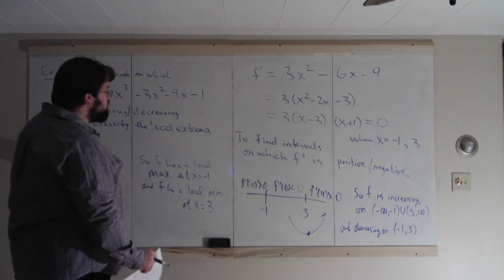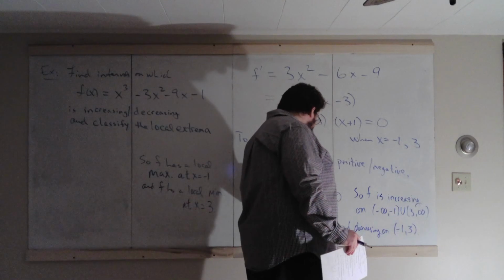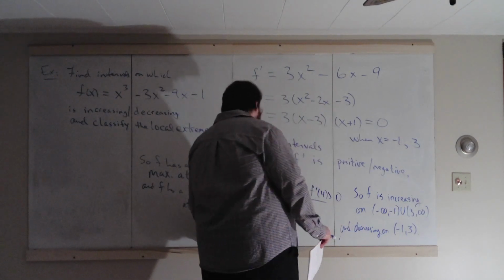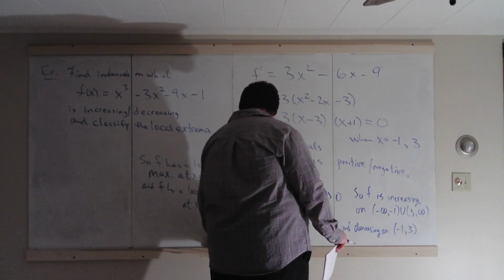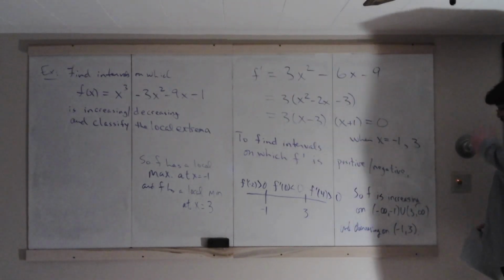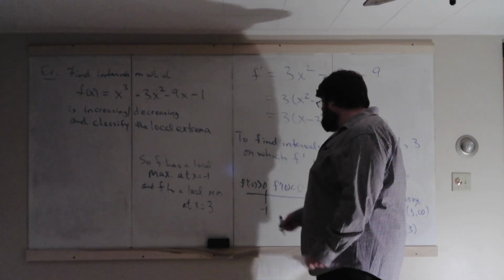And you could have also phrased the reasoning using positive and negative as the first derivative test states. And if I had more board space, this last sentence I would have put right after here. So f is increasing here, decreasing here, increasing here.